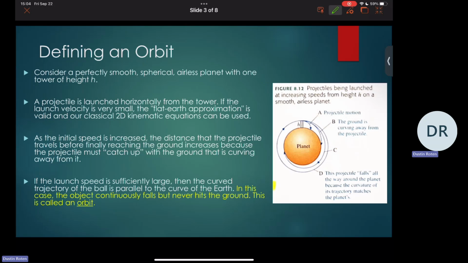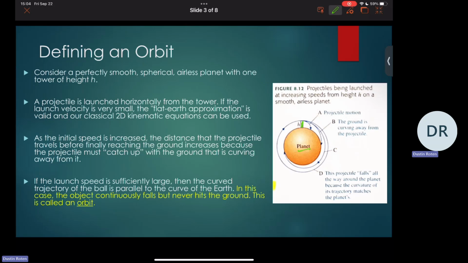Okay, so for this thought experiment, let's consider a perfectly smooth, spherical, airless planet with just one big tower of height h on it. You can see we have that over here. We have our planet. We also have our tower here, which I'll highlight in green. And it's got a height h, just like the thought experiment setup says.